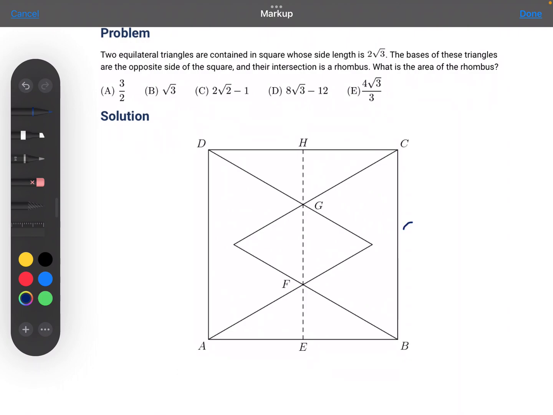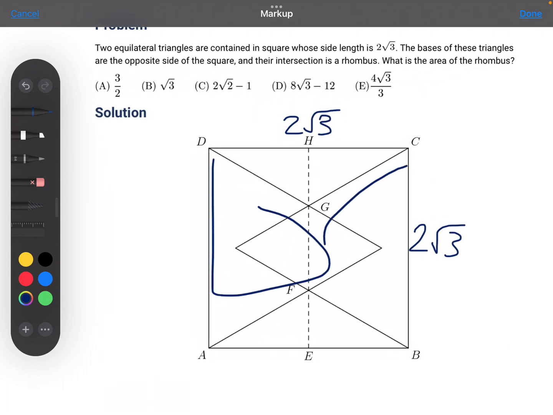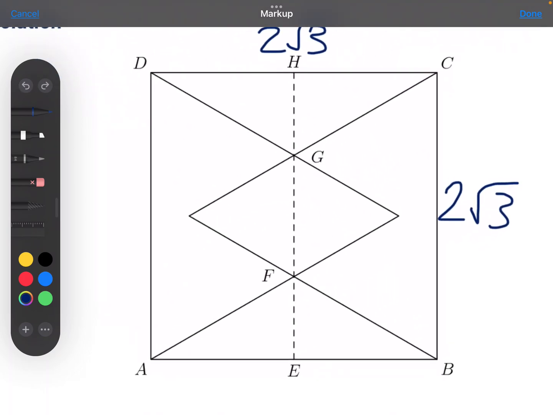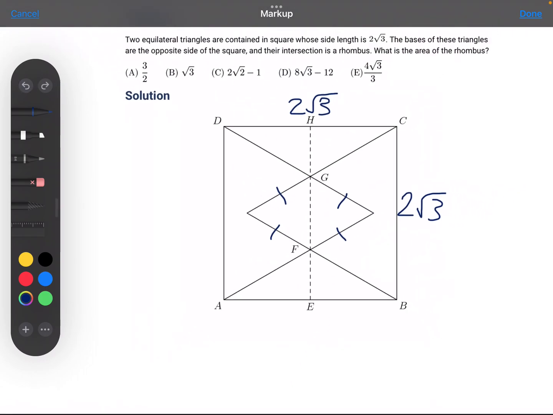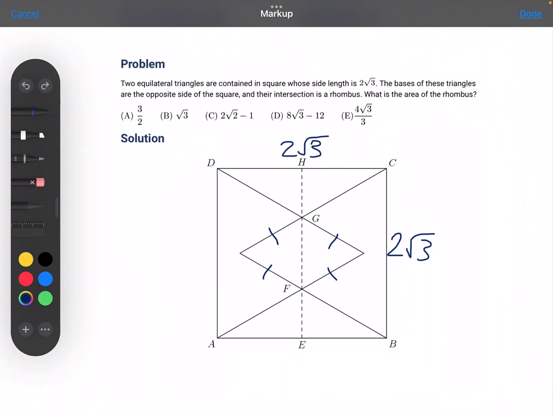So the square side length is 2√3, 2√3. And the bases are the opposite side of the square. Okay, we have that. Intersection is a rhombus. So these would be the same. These two would be parallel, and these two would also be parallel. So that's a bit too many markings.